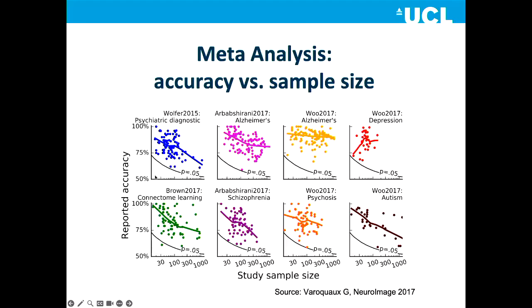The main criticism of these studies has been that studies with small sample sizes tend to have higher accuracies than studies with bigger sample sizes. So the problem of replicability has been found, and we can see this is a general trend in many different disorders. So, what is happening here? There are different possibilities to explain this trend.